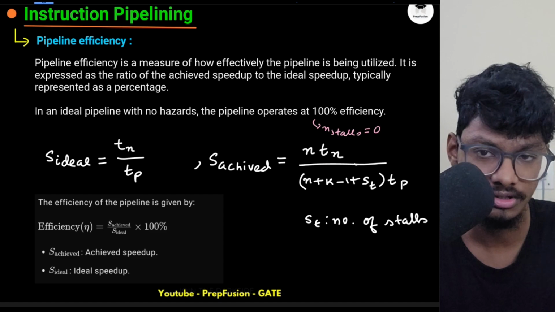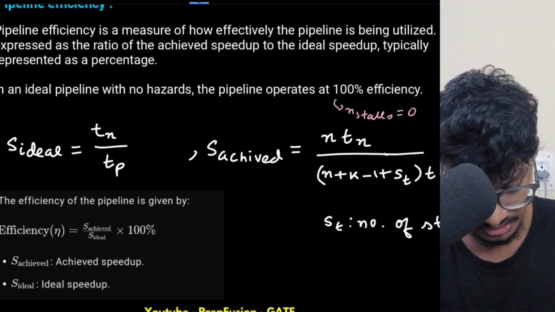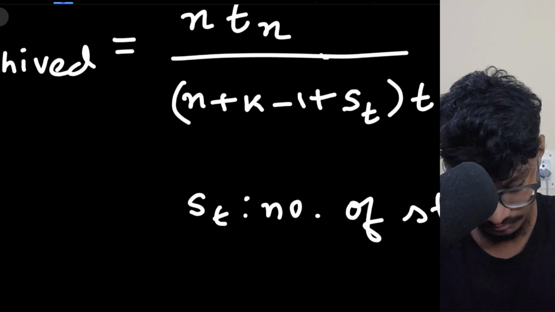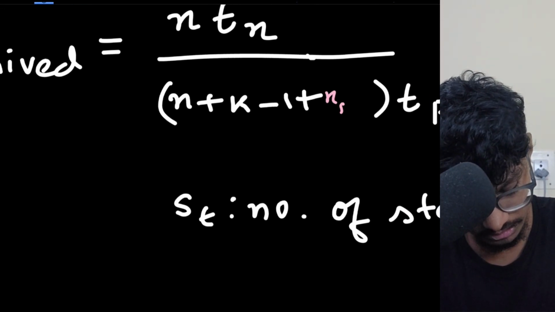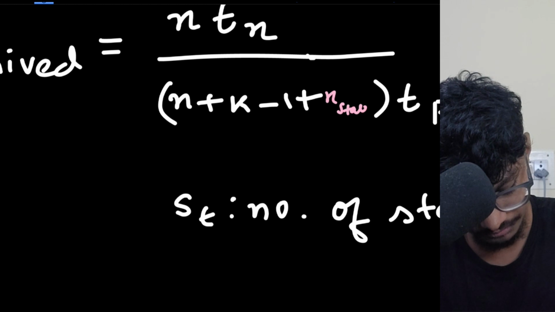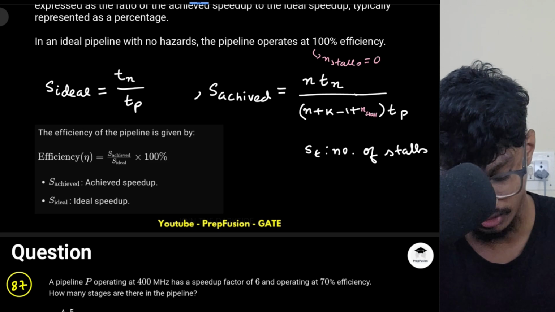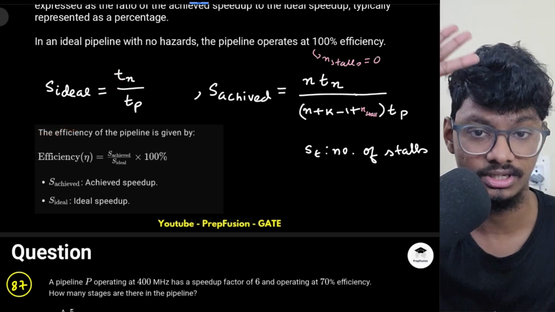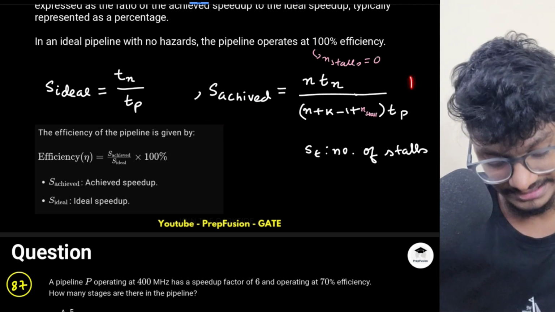equal 0, right? Stalls is 0. Now if stalls is 0, and if n is very large, this should be stalls, not st. What is this basically? This is S ideal. S ideal will be the highest, because it talks about the highest speedup that can ever be achieved. So S ideal, and S achieved will be this.